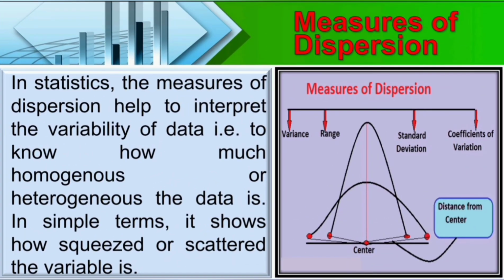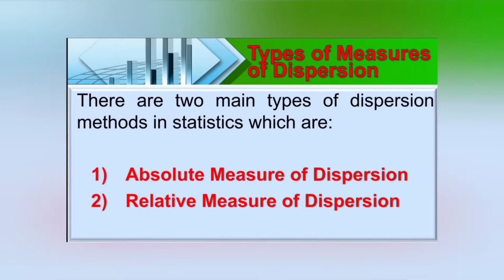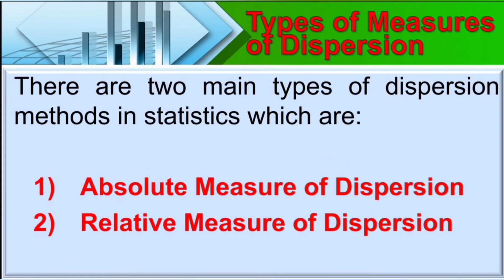Measures of dispersion. In statistics, the measures of dispersion help to interpret the variability of data, such as to know how homogeneous or heterogeneous the data is. In simple terms, it shows how squeezed or scattered the variable is. Types of measures of dispersion. There are two main types of dispersion methods in statistics, which are number 1, absolute measure of dispersion, and number 2, relative measure of dispersion.